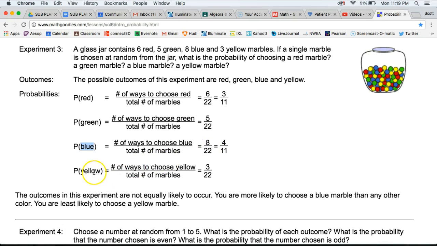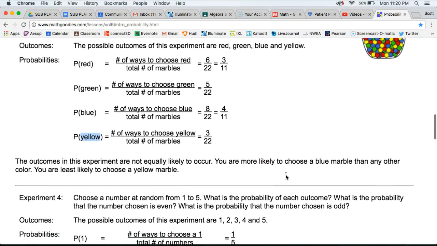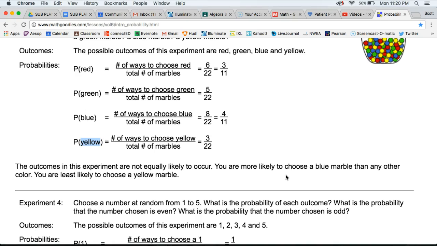And then lastly, probability of yellow is the number of yellow marbles, which is 3, over the total, which is 22. The outcomes, again, in this experiment, are not equally likely because there are different numbers of each type of marble. You are more likely to choose a blue marble simply because there are more blue marbles than any other color, if that makes sense. You're also least likely to choose a yellow marble because there are the fewest yellow marbles of any other color.